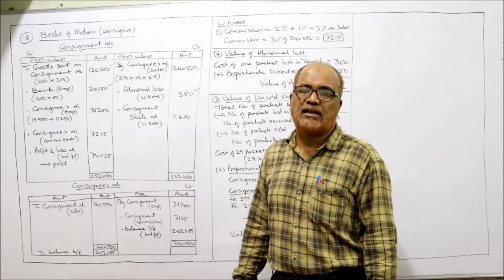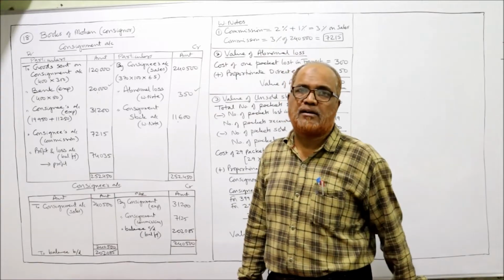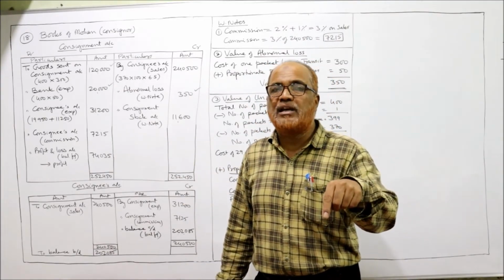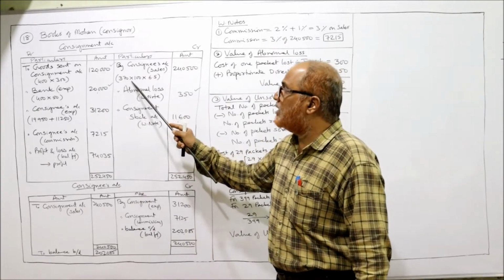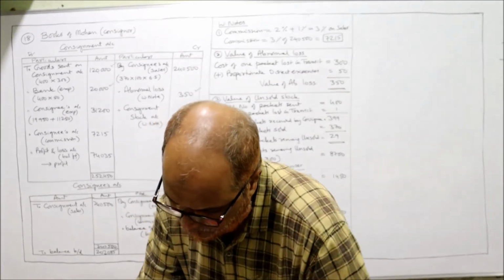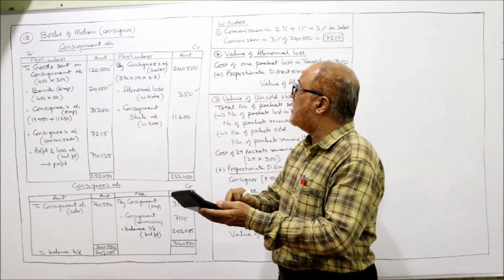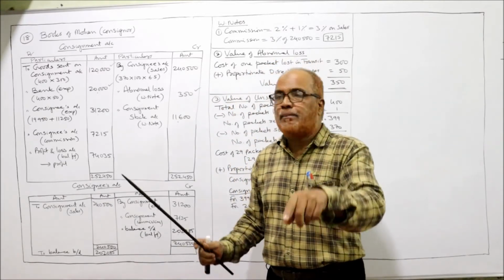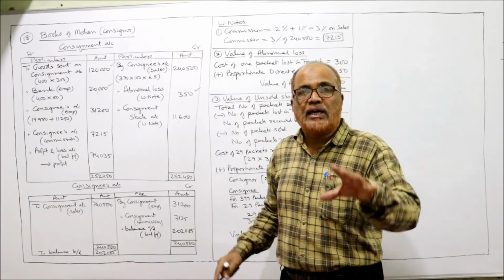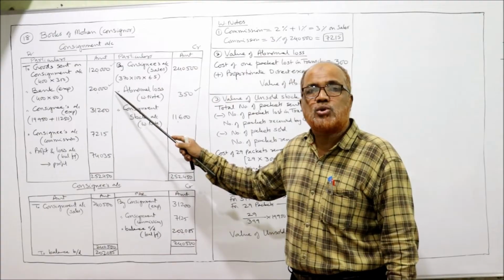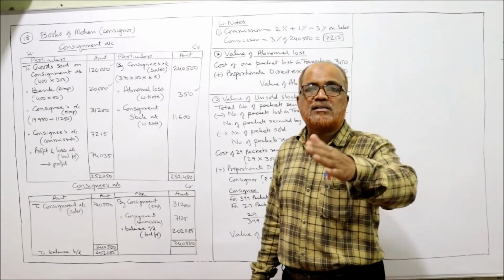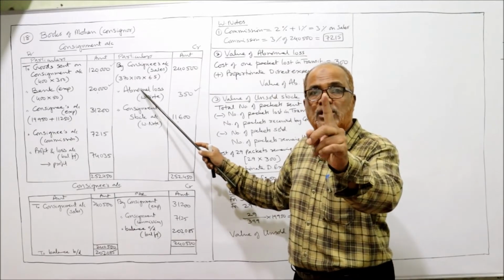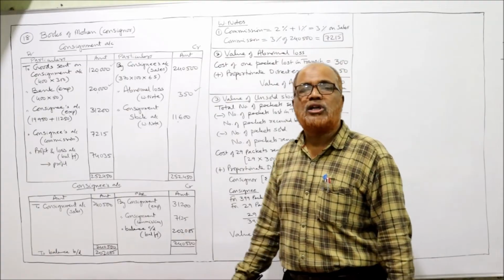370 packets are sold by the consignee at rupees 6.50 per lipstick. Each packet consists of how many lipsticks? 100 lipsticks. So if you multiply 370 into 100, you will get 37,000 lipsticks. So 370 into 100 lipsticks into 6.5, you will get 2,40,500. The one lipstick sale price is 6.5. So multiply, 2,40,500 is the sale.